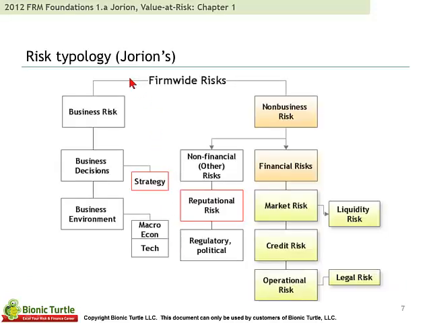First, the risk typology. So this is Jorion's. I re-rendered one of his diagrams from the VAR handbook that I think is helpful. Notice we have firm-wide risks, distinguishing between business risks and non-business risks. Business risks include, for example, strategy, macroeconomics, and technology as part of the business environment. These are risks that generally are excluded from our review, notably strategy. Then firm-wide non-business risks are divided into financial and non-financial other. Notice in non-financial other we've got reputational risk.